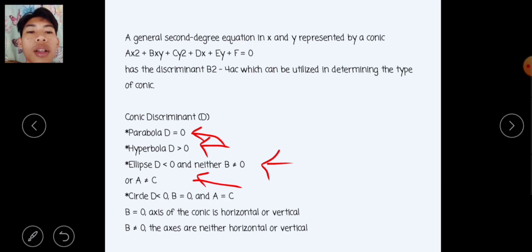And if the discriminant is less than 0 and b is equal to 0 and a is equal to c, it is a circle. If b is equal to 0, the axis of the conic is horizontal or vertical. If b is not equal to 0, the axes are neither horizontal nor vertical. So, let's have an example.